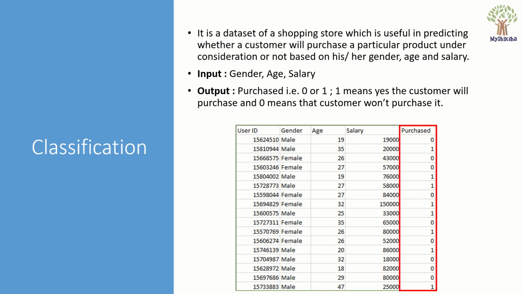The data that you're seeing is actually the data set of a shopping store, which is useful in predicting whether a customer will purchase a particular product under consideration or not based on certain data points like gender, age, and salary. If I have to use the machine learning terms, these are the features which we talked about in the previous lecture. So the input is gender, age, and salary. And what is the output we are predicting? It is 0 or 1. 1 means yes, the customer will purchase. 0 means that the customer won't purchase it. This is what we put as a training data set.